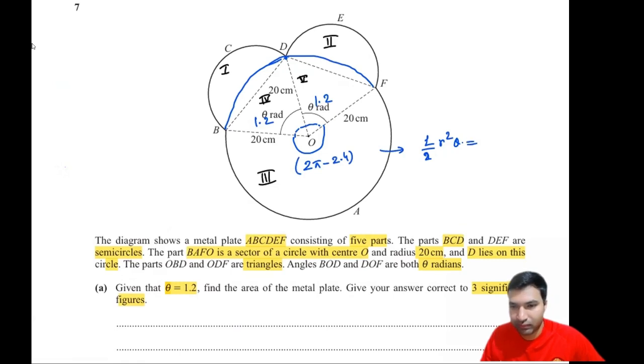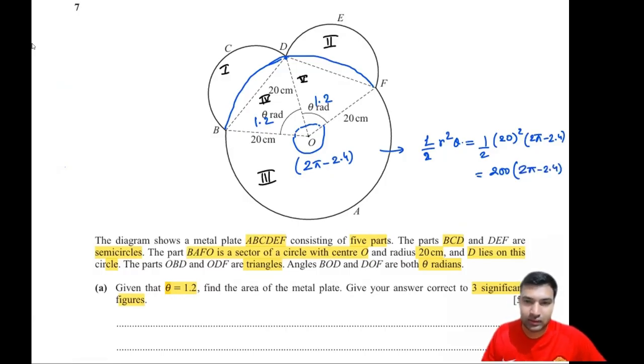So we get half times r, which is 20, so 20 squared times (2 pi minus 2.4). All right, so we get 200. 20 squared is 400, and 400 by 2 is 200. That's 200 times (2 pi minus 2.4). All right, so we got this.